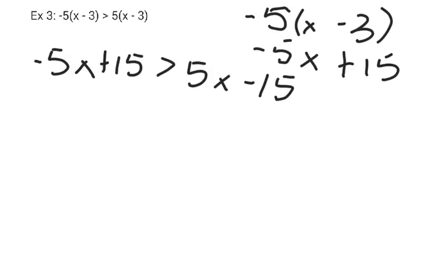Okay? At this point, we can't simplify anymore on the left-hand side. We can't simplify anything else on the right-hand side. So now we're at the point where we want to move things from left to right. Well, I'm going to start by getting rid of this negative 5x. Well, if it's a negative 5x, I need to simply add 5x to both sides.